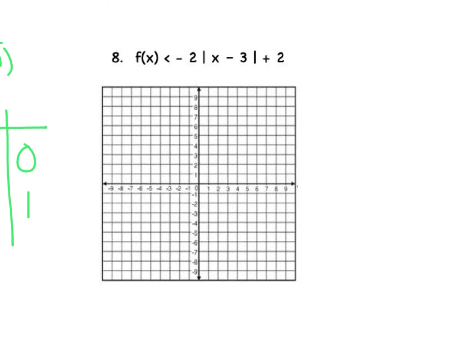Number 8, hopefully you recognize this as absolute value. The vertex, opposite sign, same, would be (3, 2). So I go right 3, up 2. The slope of my right ray is negative 2, or negative 2 over 1, so I'm going to go down 2, right 1. And to get the left ray, I'm going to go down 2, left 1.